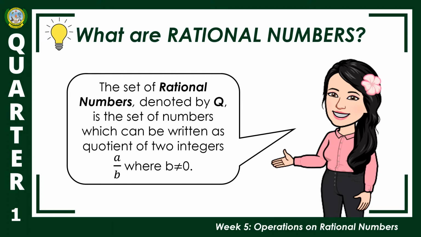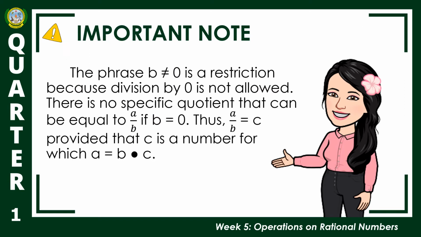So, bakit po kaya hindi pwedeng maging 0 ang b? The phrase b is not equal to 0 is a restriction because division by 0 is not allowed. There is no specific quotient that can be equal to a over b if b is equal to 0. Thus, a over b equals c provided that c is a number for which a is equal to b times c.